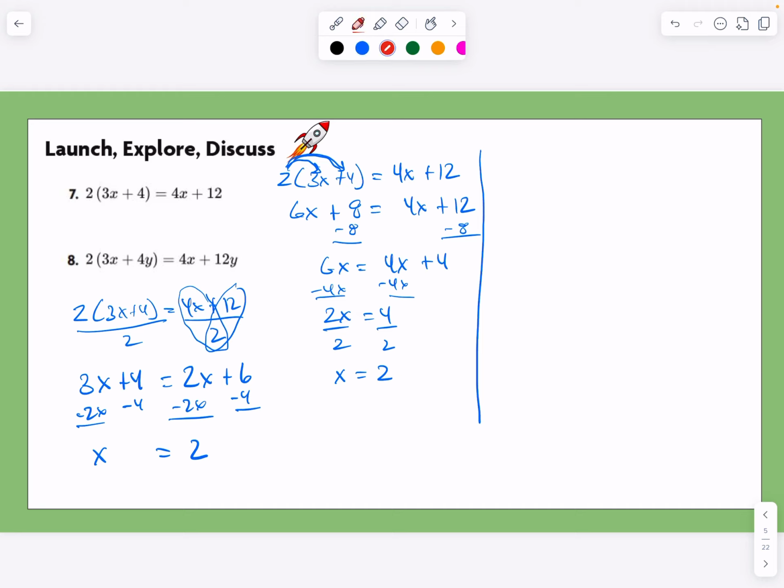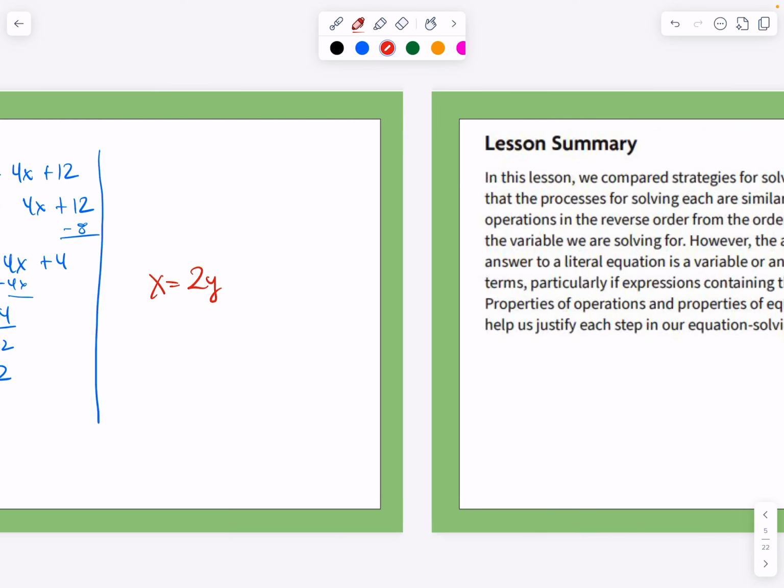All right. Number 8, same idea. You can distribute, and then solve that and get towards a solution. You should end up with something like x equals 2y once you solve number 8 for that work today.